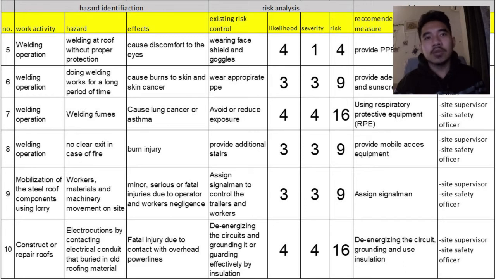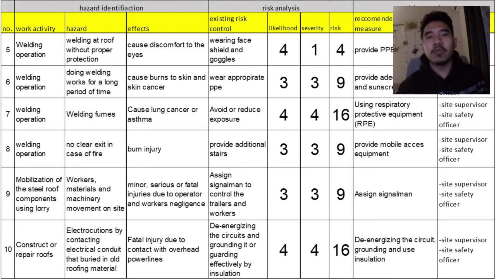So the existing risk control is de-energizing the circuits or grounding it, or guarding it effectively by insulation. Before the work is done, we must discharge all of the charges in the circuits of the structure, and then maybe during construction we must insulate any exposed live wires beforehand, so that this can be prevented.